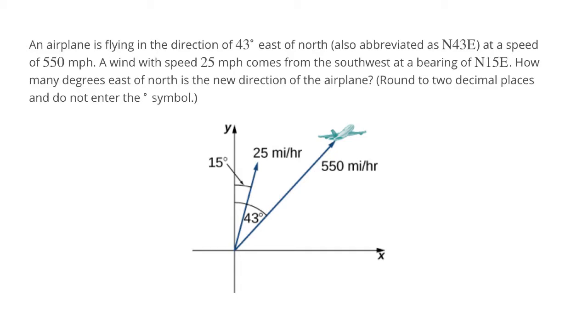What we're given in this problem is that a plane is flying at a bearing of north 43 degrees east, at a speed or magnitude of 550 miles per hour. The wind then comes in at a magnitude of 25 miles per hour from the southwest at a bearing of north 15 degrees east. The question is, what is going to be the new bearing of the airplane once we take into account the wind influencing the new resultant velocity vector for the airplane? So let's see what we can do to solve this problem.